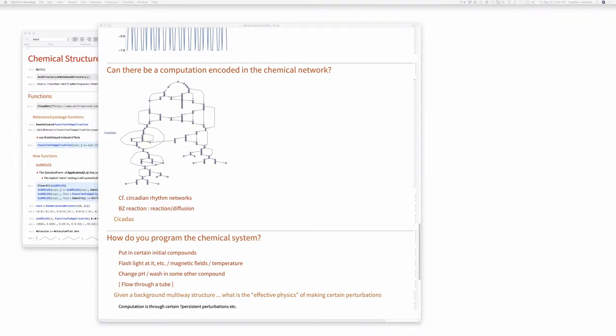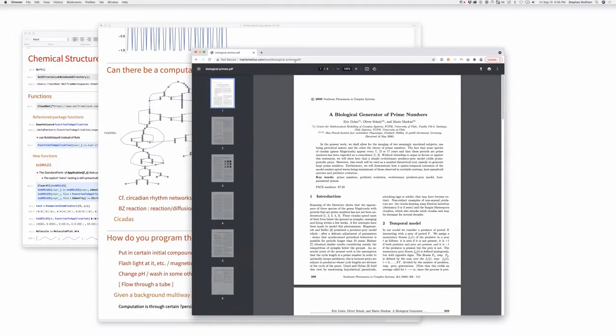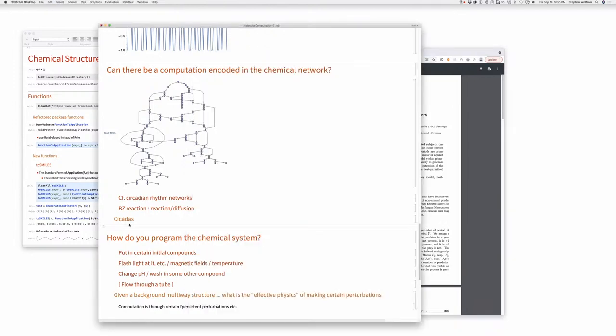Let's see. There was a comment here. I think this may be by a chap I know. This is about a paper, about a biological generator. Oh, wow, that's cool. Oh yeah, I know Eric Gullis. Cool. Okay, how does this work? Oh, it's about cicadas. What do you know? Let's see what they say.